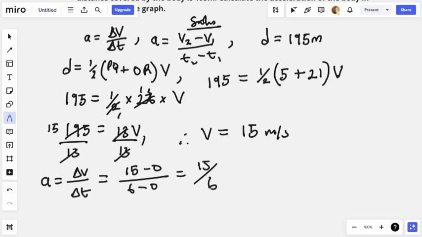So if you do that math, this will be 2.5 meters per second squared. The unit of acceleration is meters per second squared. So the acceleration between point OP equals 2.5 meters per second squared. Thank you.